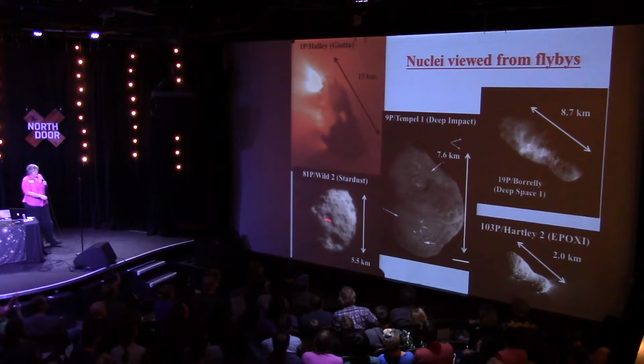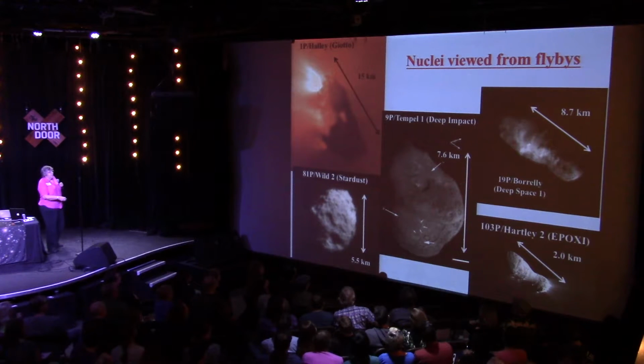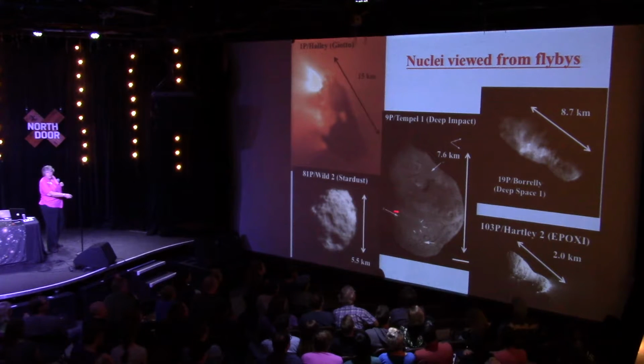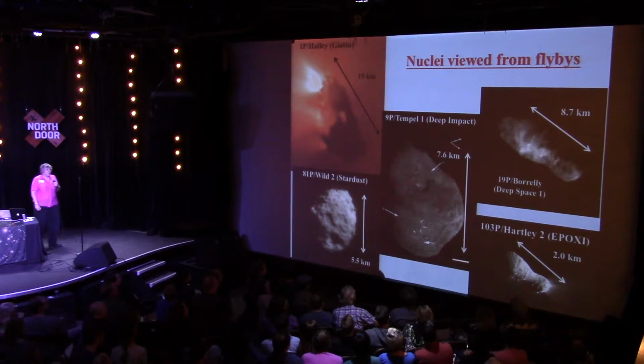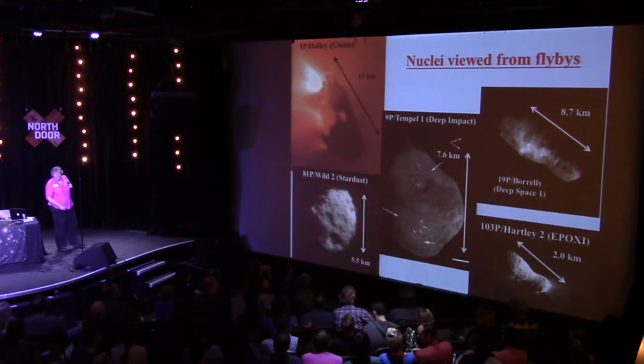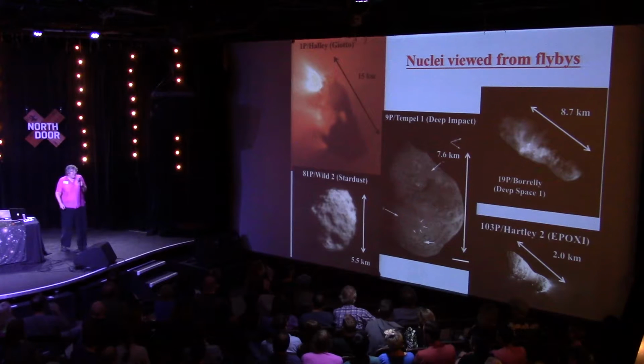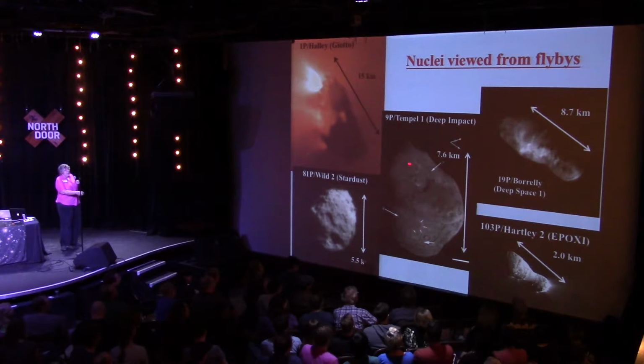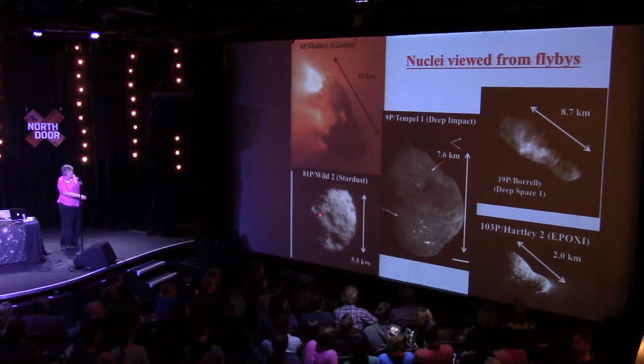Stardust spacecraft went past Wild 2. Borrelly was actually before Wild 2, so Borrelly was the Deep Space One spacecraft. This was Deep Impact, where they actually crashed a little spacecraft into the comet to see what it would do. I didn't think that was funny. I thought it was great. And Hartley 2, which was this spacecraft reused. This spacecraft got reused and looked at this guy again after the impact.